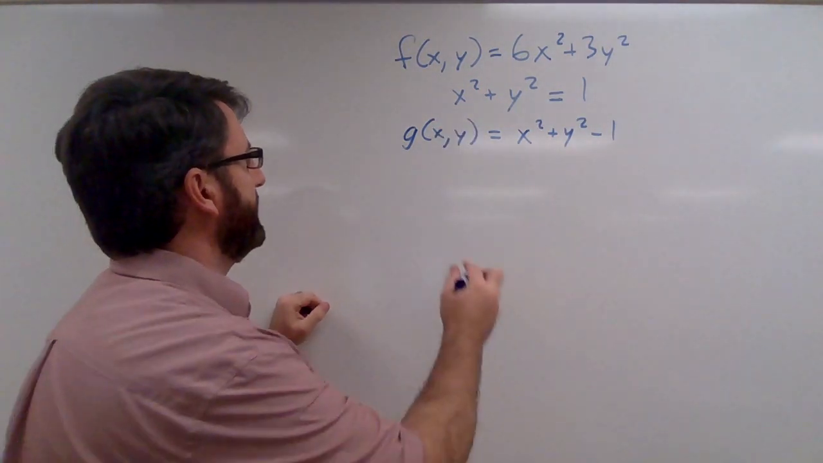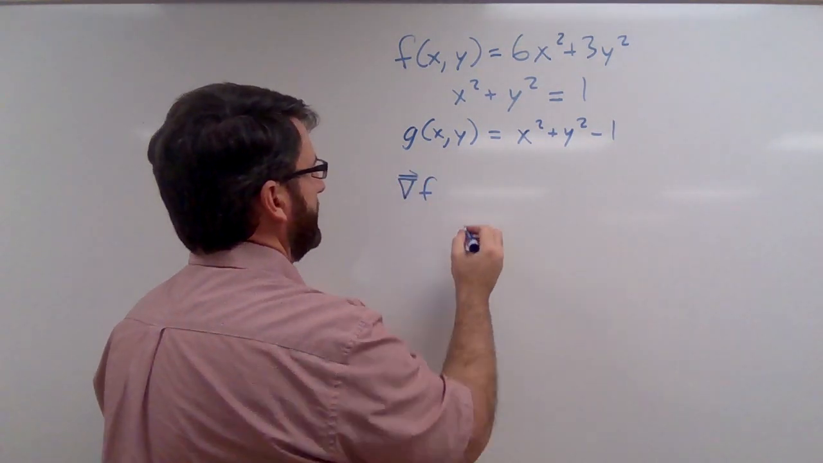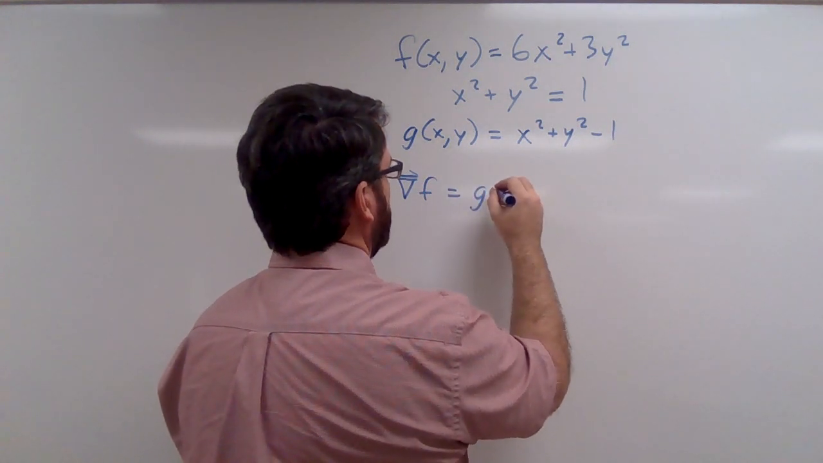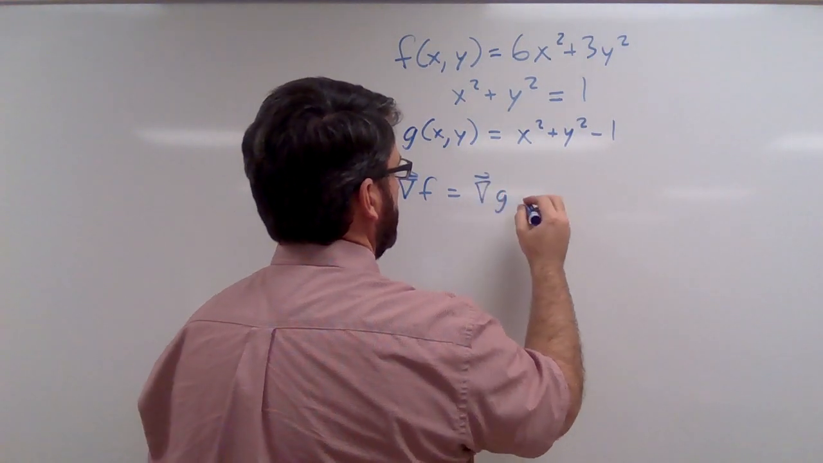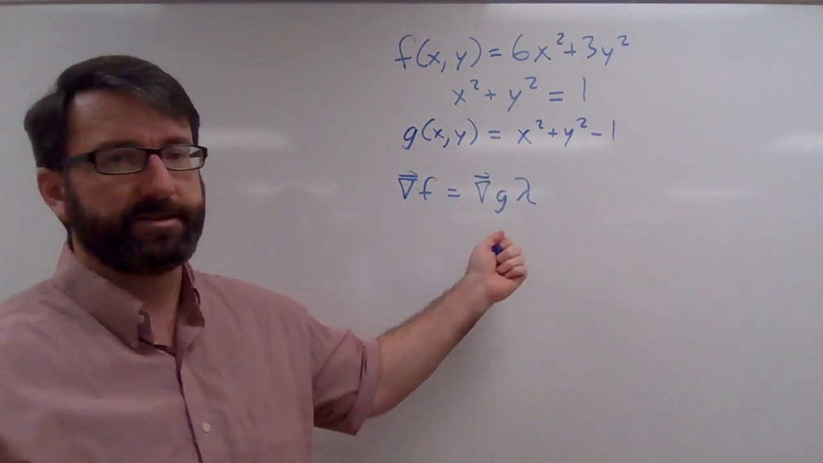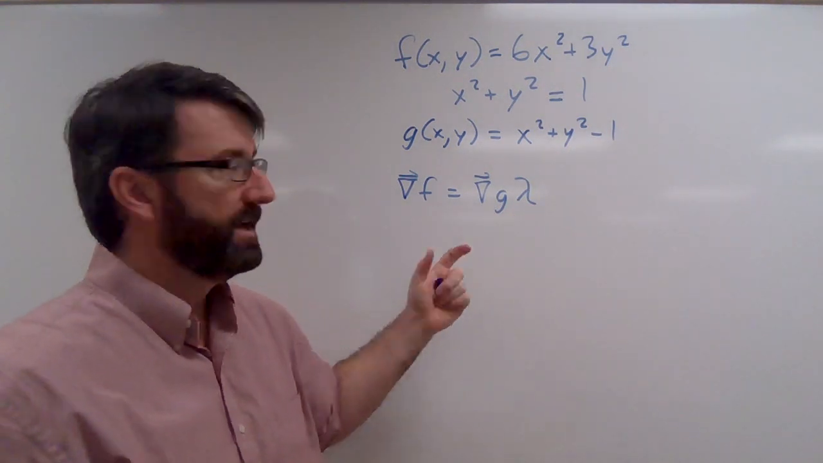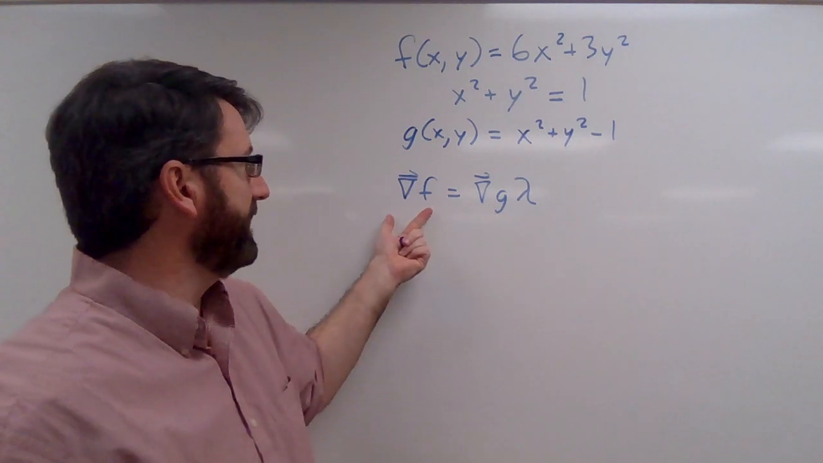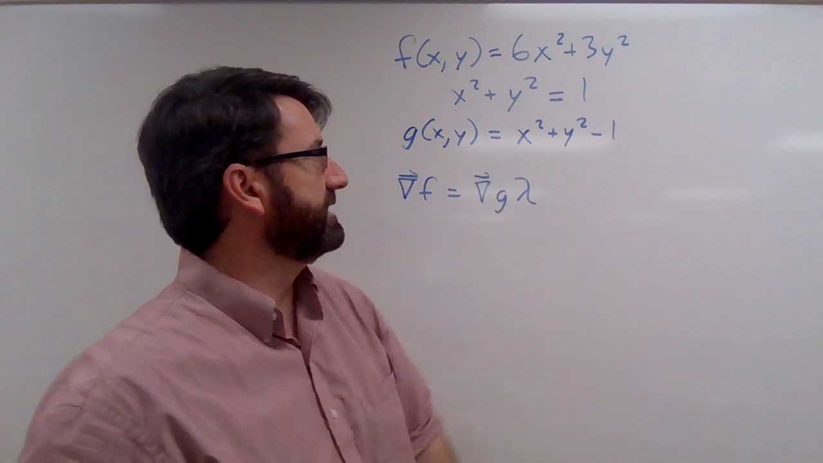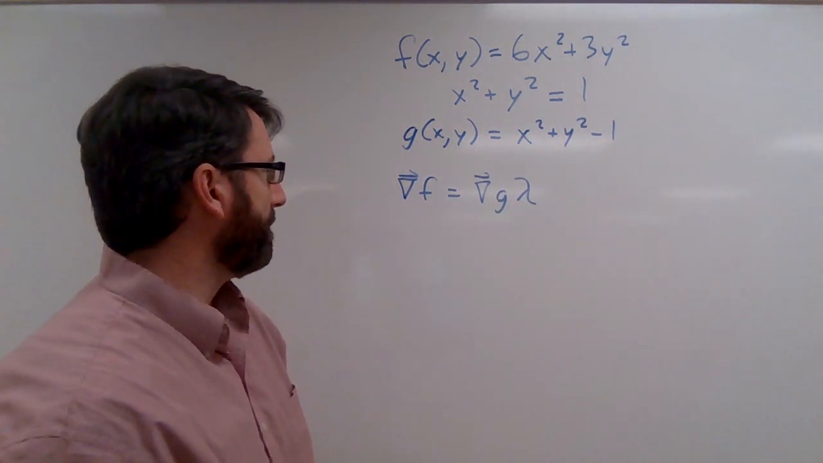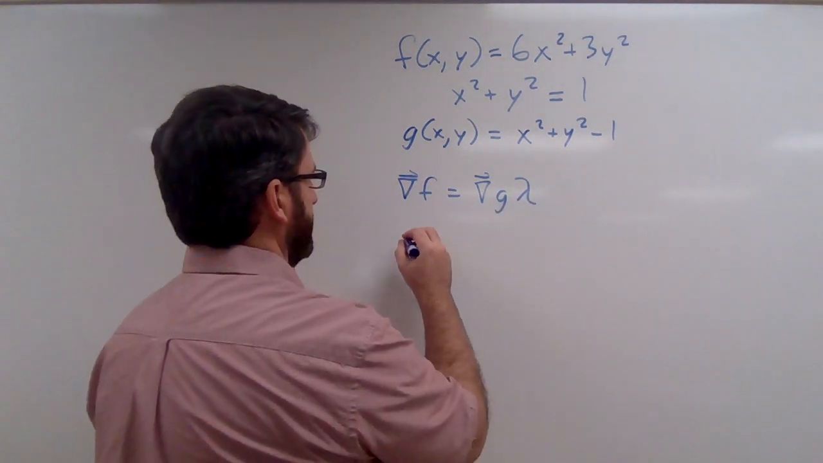And we also need the gradient of f to be equal to the gradient of g times some constant lambda. So we're trying to find values for x, y, and lambda such that the gradient of f is equal to the gradient of g times lambda, and g of x, y is equal to 0. All right, so first let's find the gradient of f and the gradient of g.